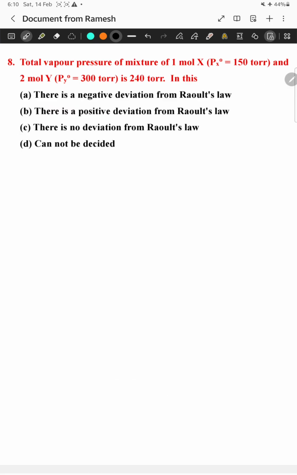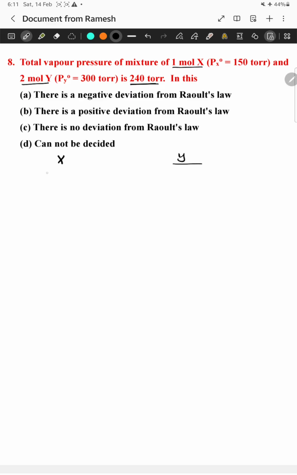Now coming to question number 8. Total vapor pressure of the mixture of 1 mole X, whose P naught X is given, and 2 mole Y, P naught Y is given, is 240. So what is the correct option? They have given 4 options. So here 2 liquids are given, one is X, another one is Y.